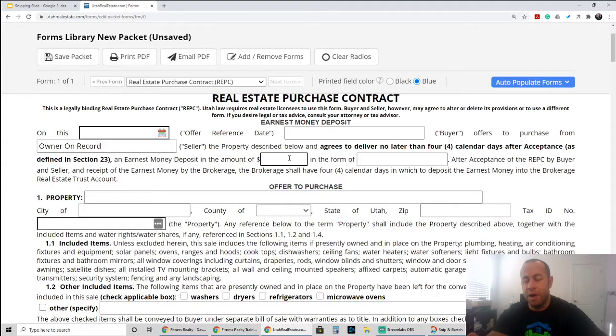I've been seeing a lot more 1% as earnest money. So if you're writing a contract on a $460 grand property, maybe you want $4,600 for the earnest money. That's something that you guys can determine.